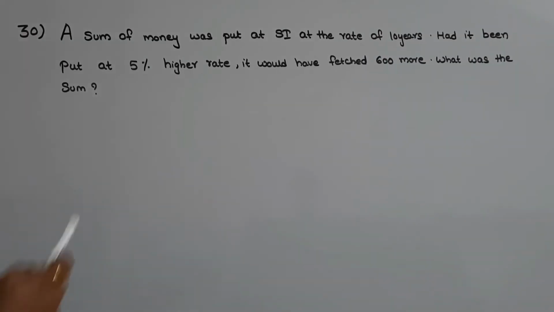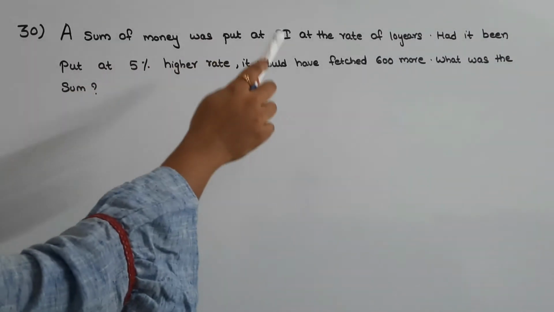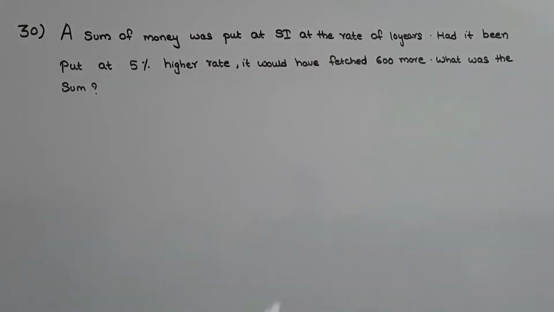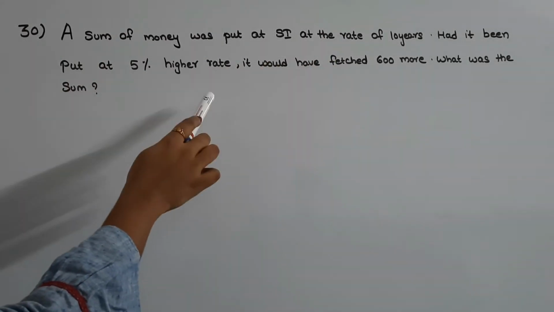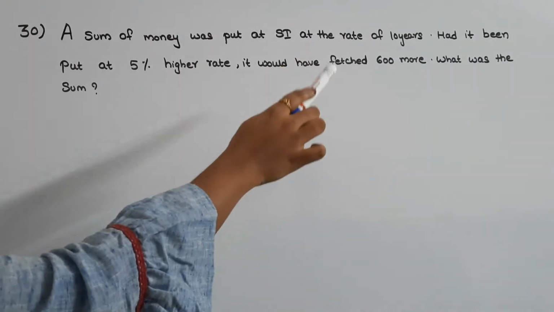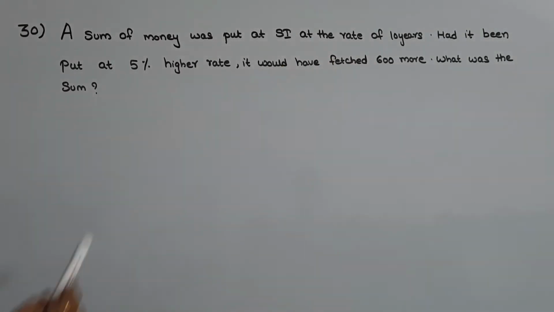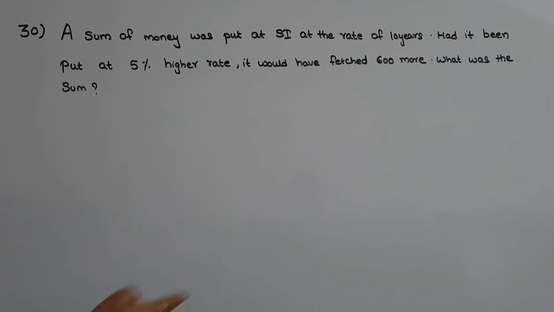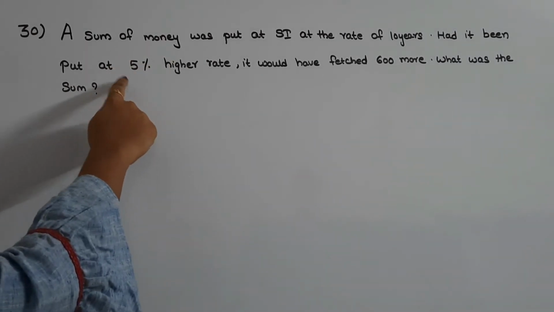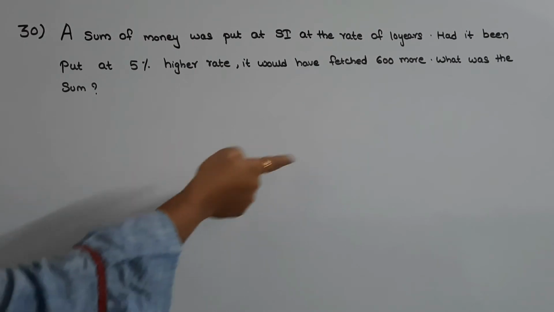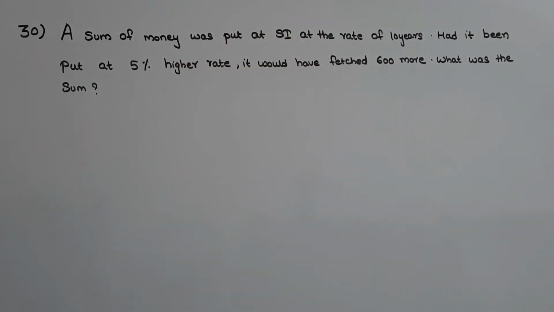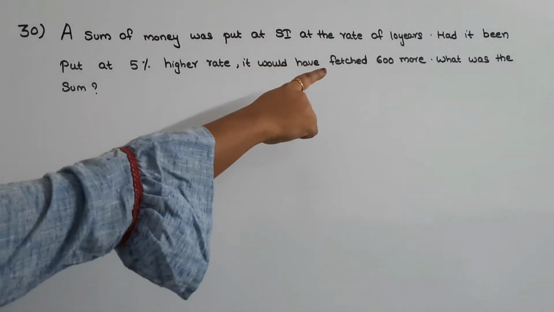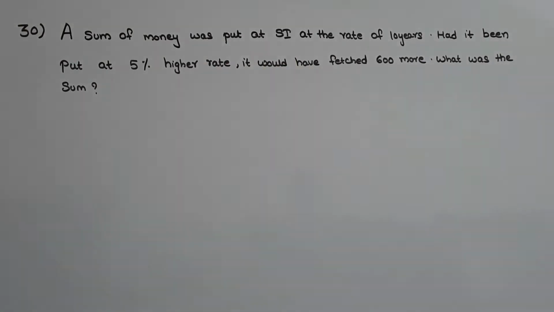The next question is, a sum of money was put at simple interest at a certain rate for 10 years. Had it been put at 5% higher rate, it would have fetched 600 more. What was the sum? So in this question, we need to find out the principal when the interest is increased by 5% and for the time period of 10 years. They have also given the increase in the interest as 600.